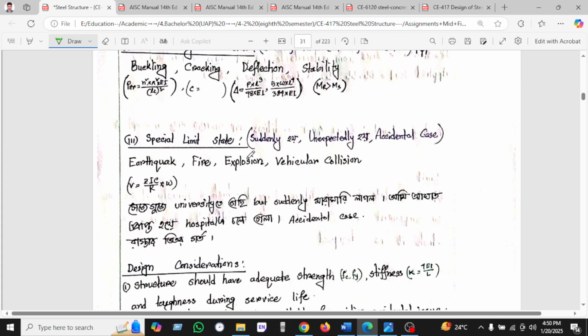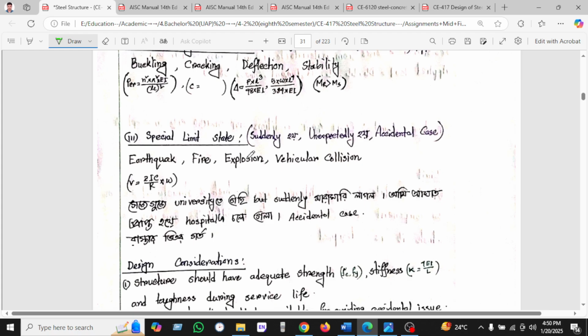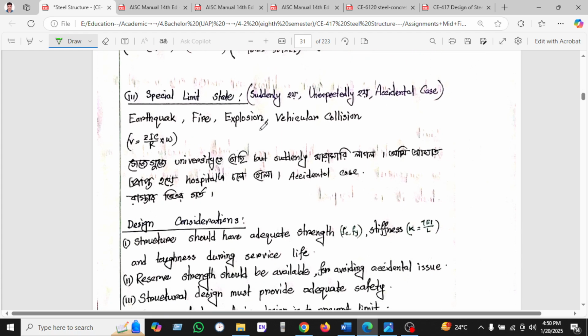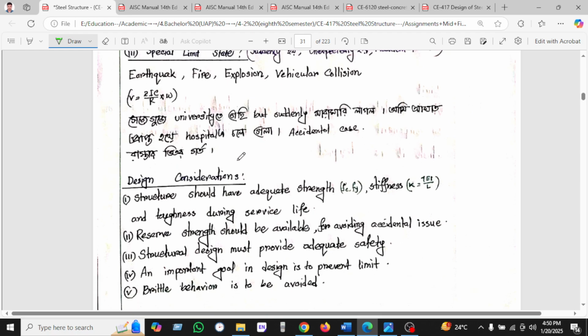Then the special limit state, which occurs unexpectedly and suddenly. It could be accidental causes such as earthquake, fire, explosion, and vehicle collision. For earthquake, we know the base shear V equal to ZIC divided by R, into W.